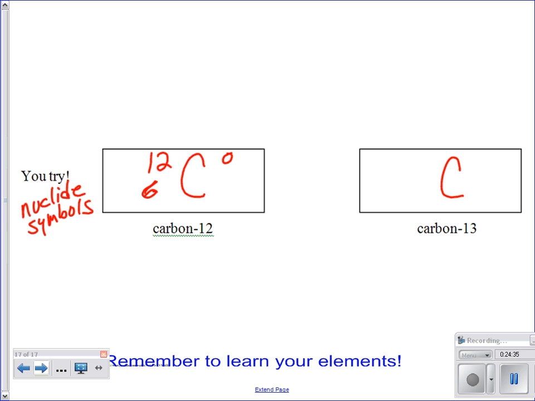Okay, carbon 13, what number is going to be the same as over here on the left? 6. And then what's the other one? 13 goes up top. That's it. That is all. Nice job.